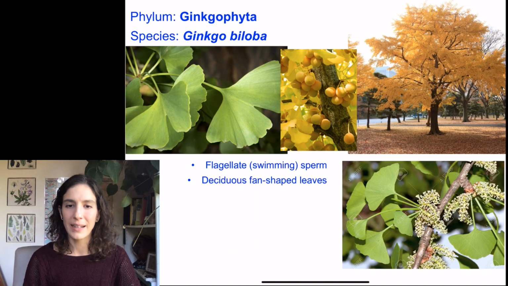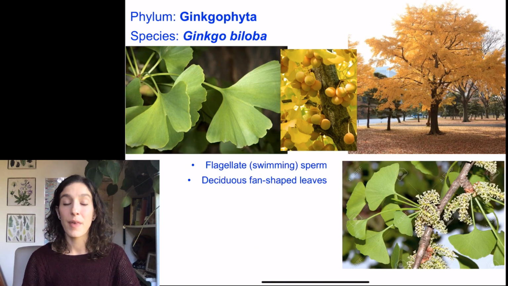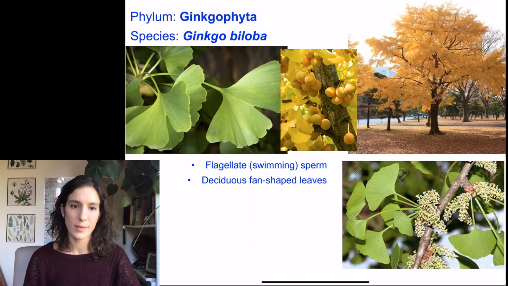So compared to Pinophyta, that phylum has thousands of species. And this one has just one. So not all phyla are equal in terms of their species richness, their numbers of species. It's a very, very, very tiny one. And it sort of has a cool story.